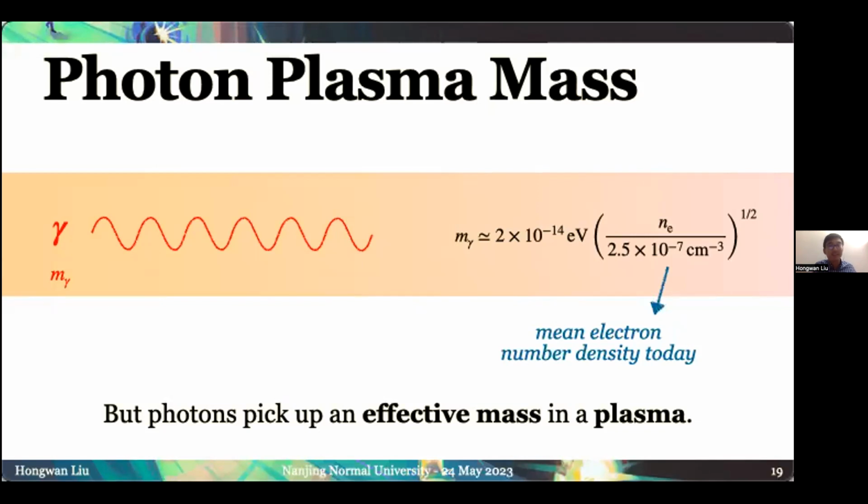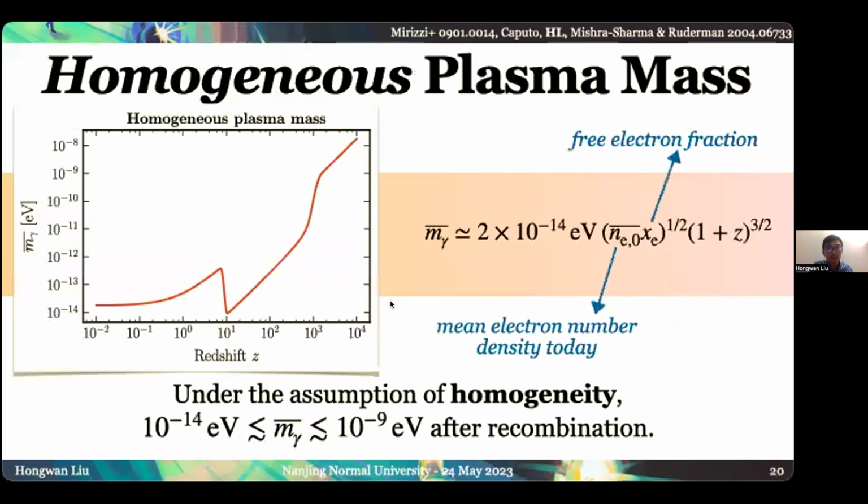And so you might start to see some interesting effects once you have, for example, your dark photon mass being very close to the plasma mass. And this is indeed what happens. And so if we look at a plot of the homogeneous plasma mass, so if we assume that the universe is completely homogeneous, just taking the average number density of electrons, we can plot what the homogeneous plasma mass is as a function of redshift.